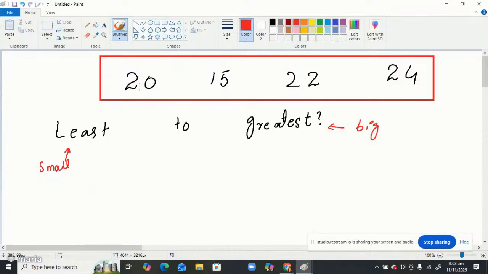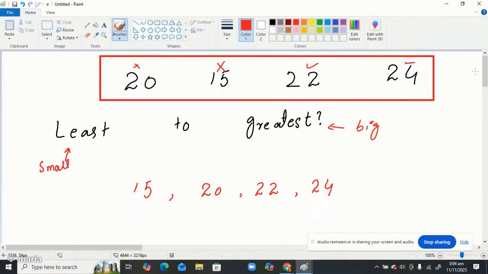So here 15 is the smaller one. Now 15 is removed. Now let's look at 20, 22 and 24. What is the smaller one? That is 20. Now look at these two numbers, 22 and 24. Which is smaller? As we can see, 22 is smaller. So I'm going to put 22 here, and then move to 24. This is the way we write from least to greatest.